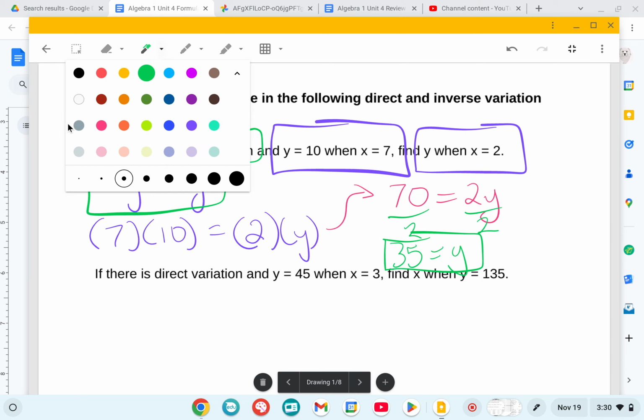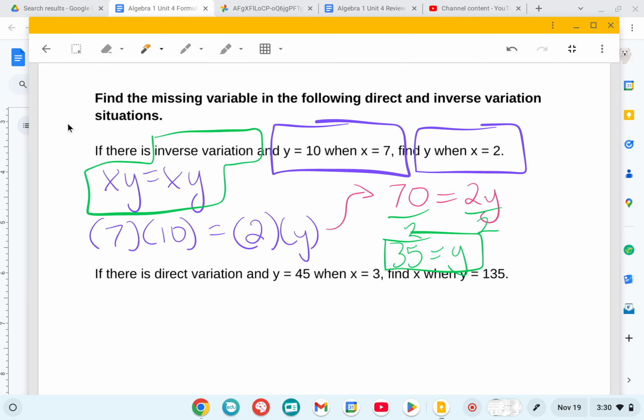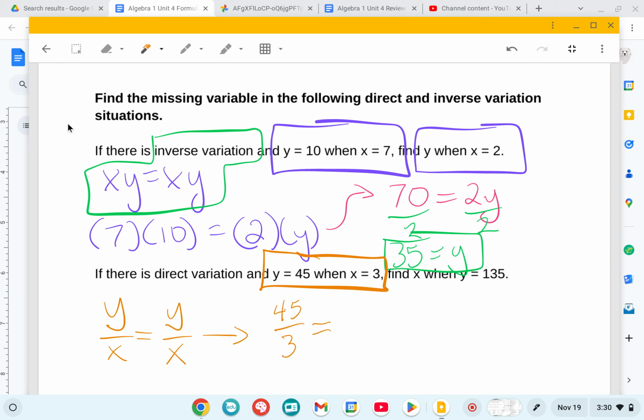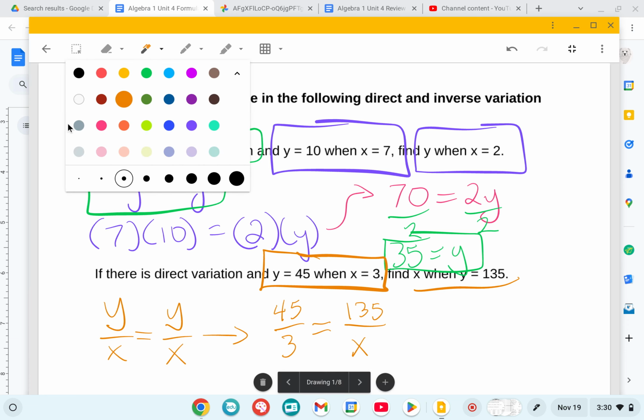In my next problem, I'm going to look at direct variation. The direct variation formula is y divided by x equals y divided by x. So I'm going to put things in this formula, and it's going to look like this. This is my first group, 45 divided by 3 equals, and then I have x and 135, so I'm going to put 135 here over x, and then I'm going to cross multiply to solve.